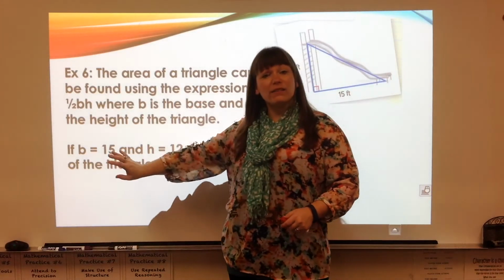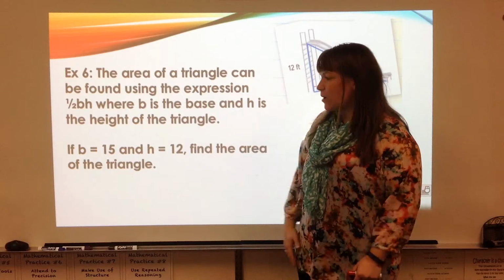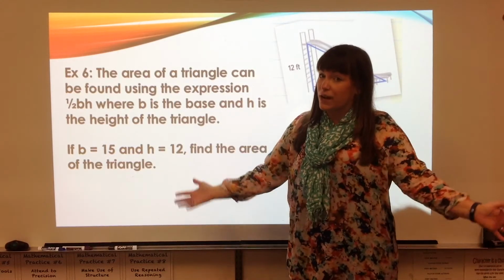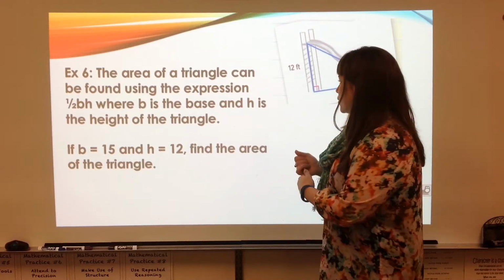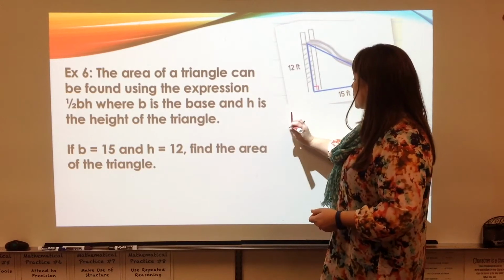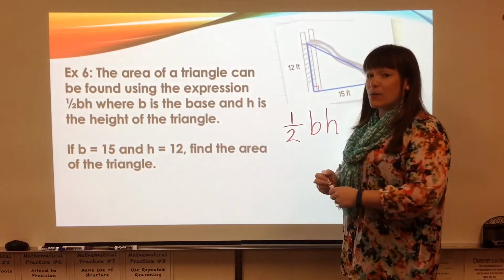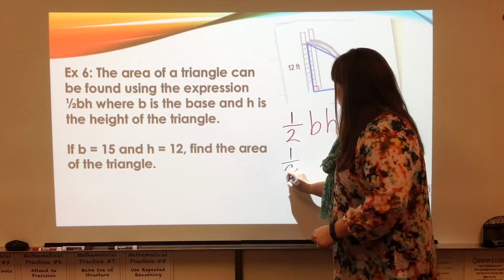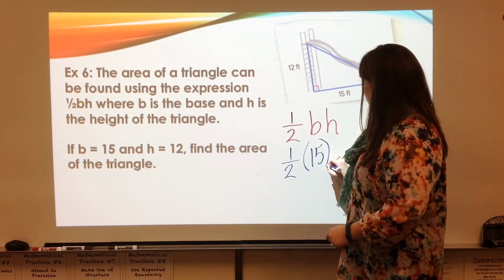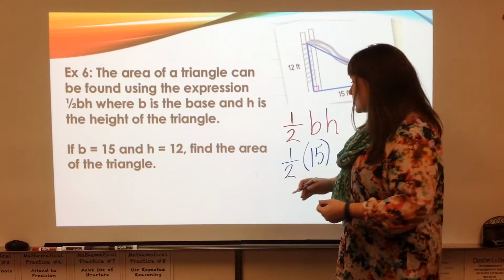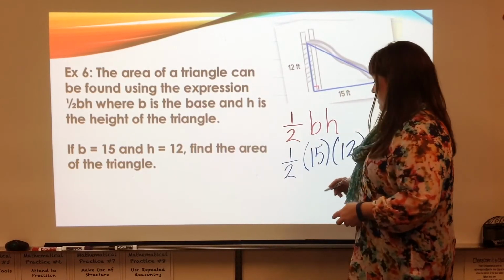Then it goes ahead and tells us what B is equal to and H is equal to. We see it in the picture as well, and we have to find the triangle's area. This is a pluck and plot problem, essentially. So let's go ahead and write down the expression first. And now we're going to pluck and plot. B is equal to 15. I'm going to put them in parentheses, and I'm going to put the 12 in parentheses.